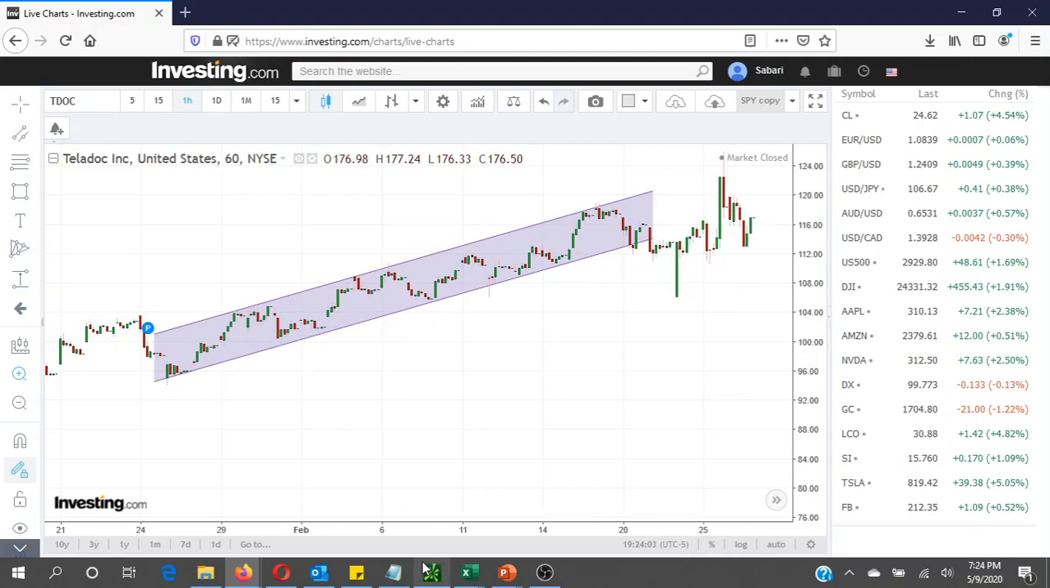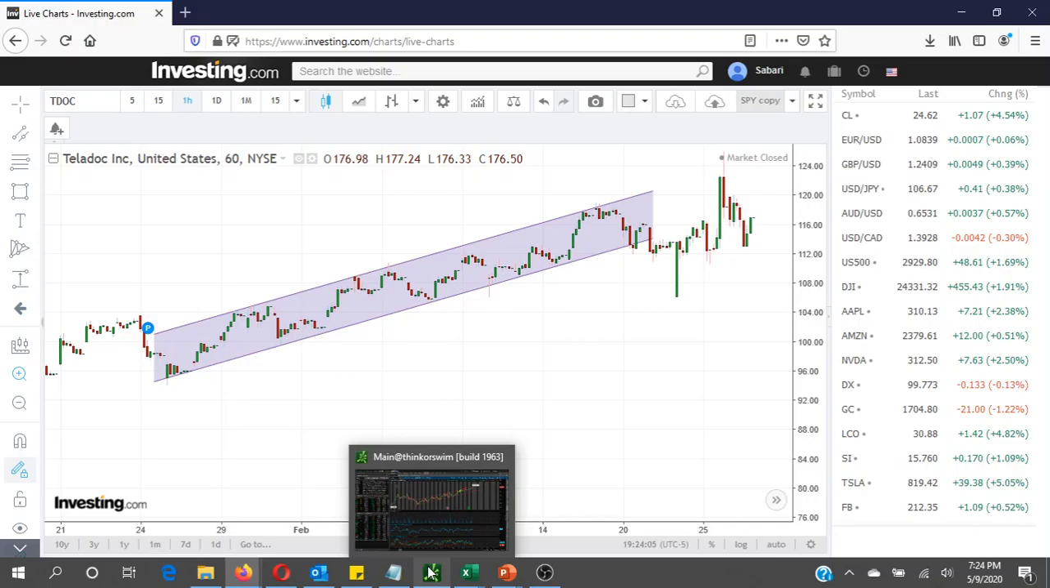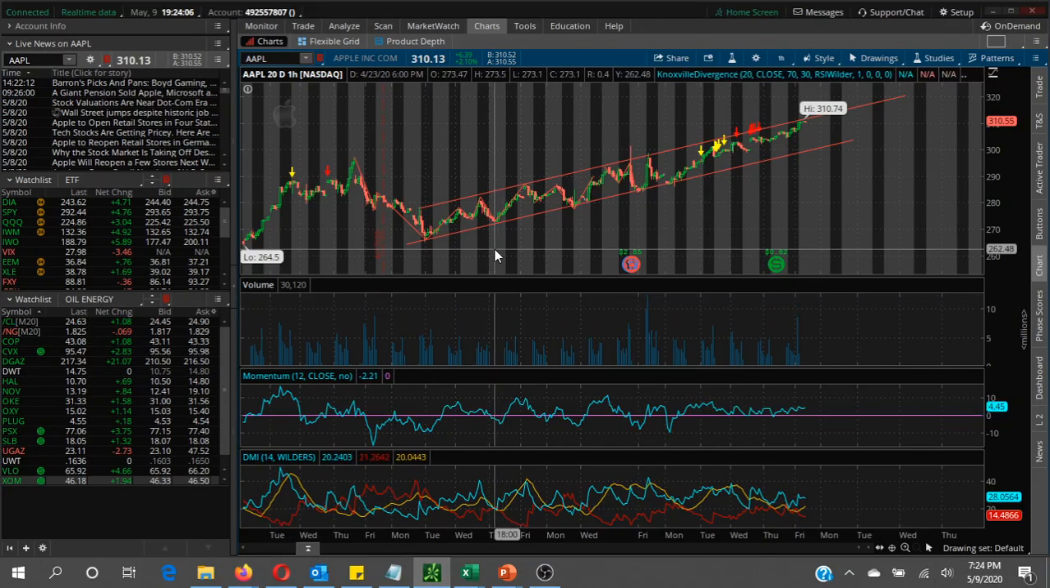And similarly we have a parallel channel right now in Apple stock. So here we see 1, 1, 2, 2, 3, 3, 4, 4, and the 5th will be the breakout.